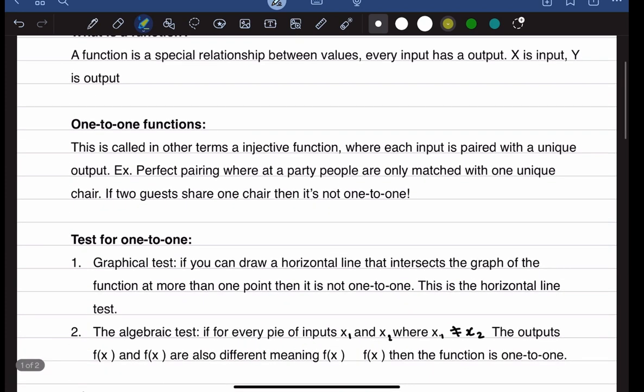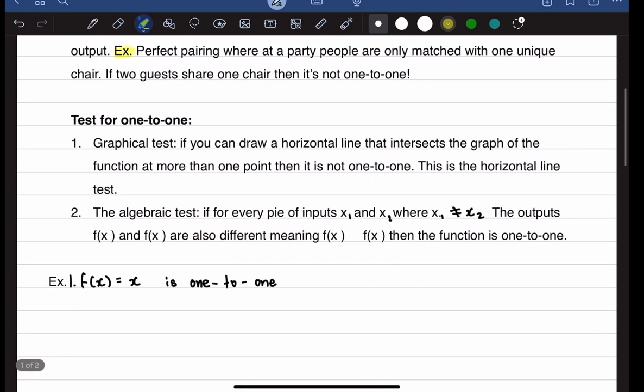So, let's learn more about one-to-one functions. One-to-one functions are also called, in other terms, injective functions. This is where each input is paired with a unique output. For example, let's say at a party, there's one chair and two people. If two guests share one chair, then it's not one-to-one. But if only one person sits on one chair, then it's one-to-one.